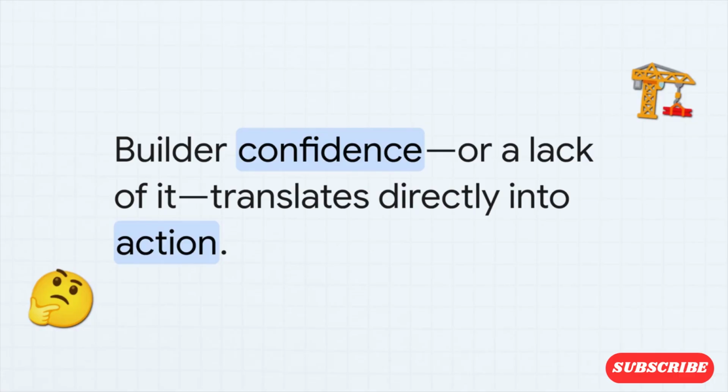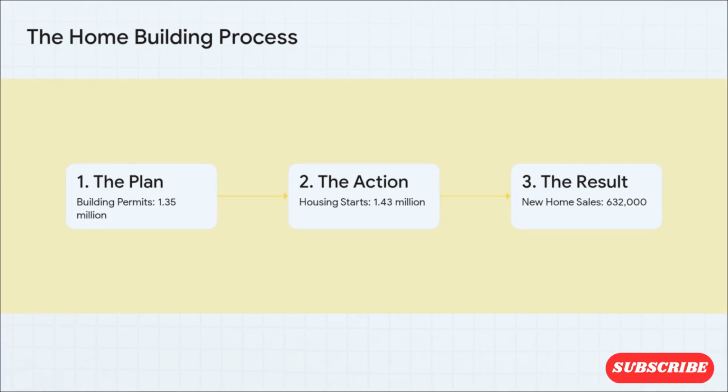It tells us whether or not they're going to start putting shovels in the ground. And we can actually watch that story unfold right here in the data. First, builders apply for permits. That's the plan. Then we see housing starts. That's the action, the construction actually beginning. And finally, we get new home sales. That's the result. You see? Each number is just another chapter in the very same story.